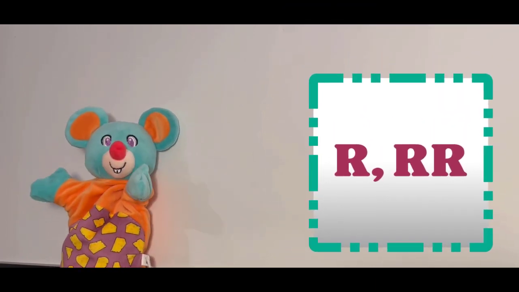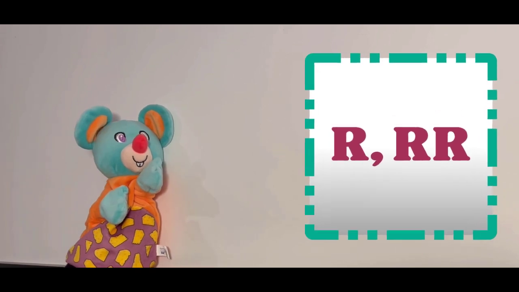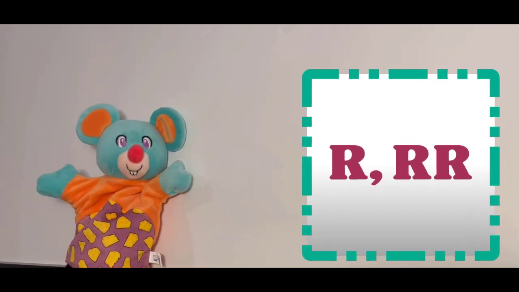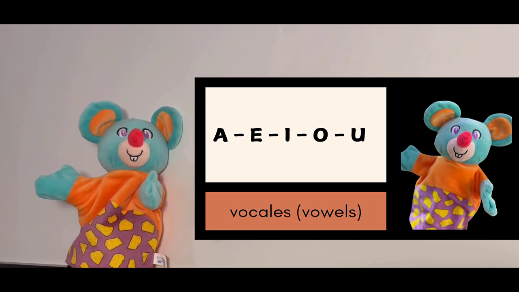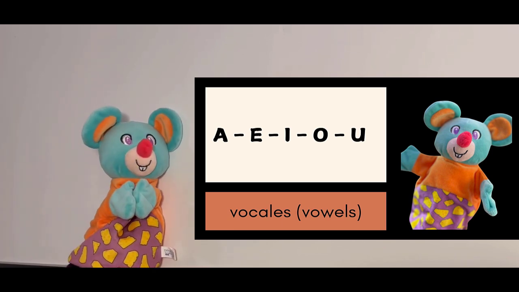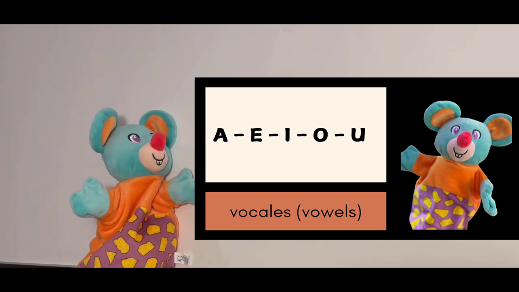There are two sounds, r and rr, in Spanish. It's very easy. You have to make it like a frog, like rrr, like my name. Ratito, ratito, or perro, perro. Very good. The vowels in Spanish are very similar to English. A, E, I, O, U.